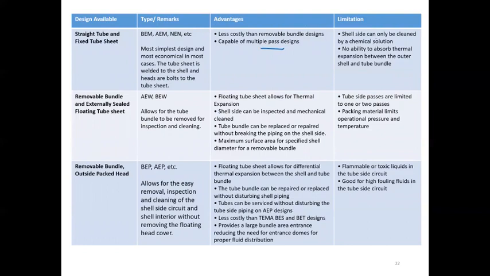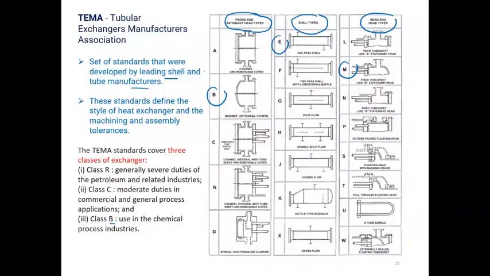But the limitation is that the shell side can only be cleaned by chemical solution because it has a fixed tube sheet, with no ability to absorb thermal expansion between the outer shell and tube bundle. Okay, for the removable bundle with externally sealed floating tube sheet, for example, we can apply AEW.